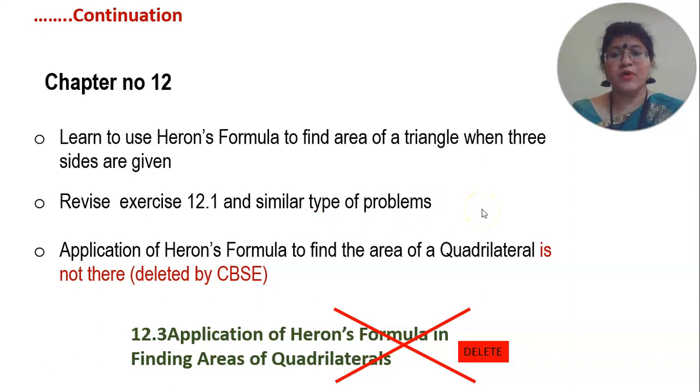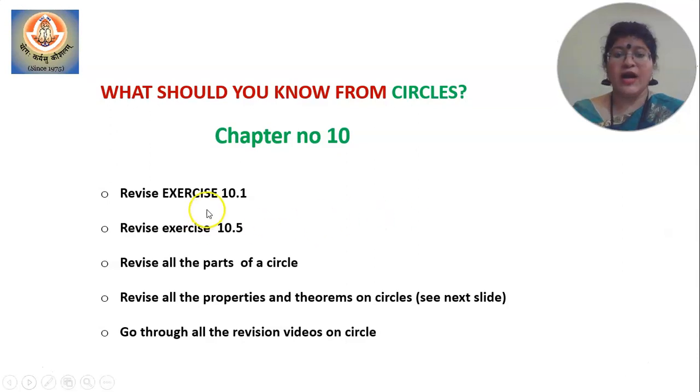Now let us look into what is deleted from circles and what all is important from circles. From circles you have to revise exercise 10.1 and exercise 10.5. It was done in the previous video lessons. Revise all the parts of a circle, terminologies like secant, chord, segment of a circle, sector of a circle, circumference of a circle, diameter, radius, arc of a circle. All these concepts you should be aware of. Revise all the properties and theorems on circles.